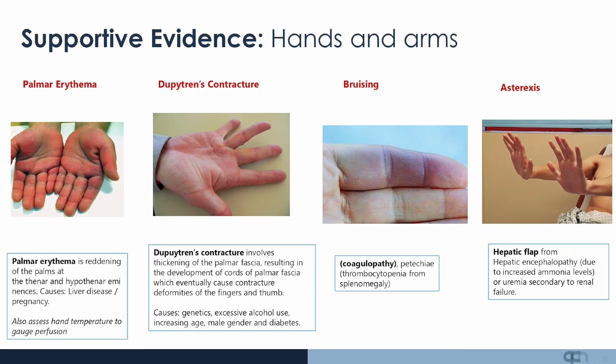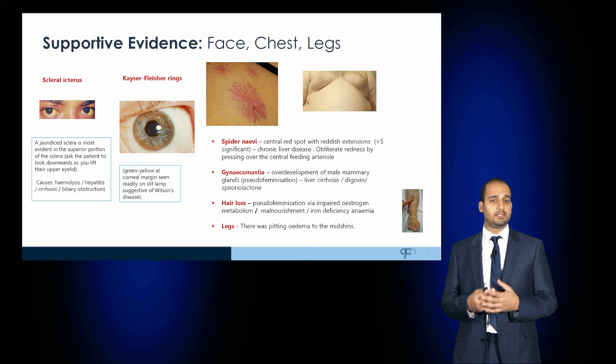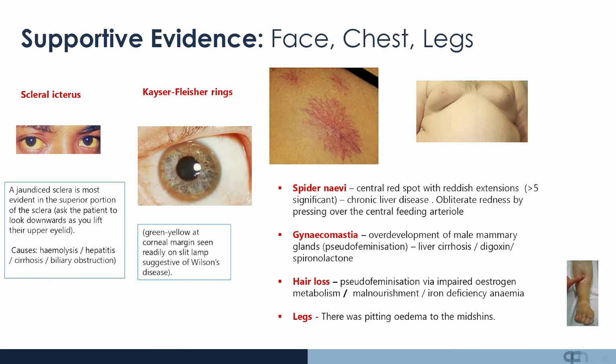Bruising may suggest that the clotting factors are not being produced by the liver, resulting in coagulopathy. Asterixis and negative myoclonus, or a hepatic flap, can occur due to the buildup of ammonia due to liver disease. Apart from the hands, gather evidence from the face. The patient may have scleral icterus, which is jaundice sclera due to hepatic failure, or if the etiology is Wilson's disease, they may have Kaiser-Fleischer rings. This is a green-yellow discoloration at the corneal margin.